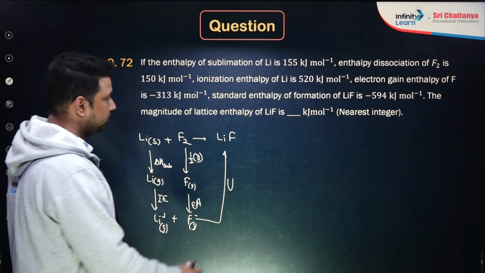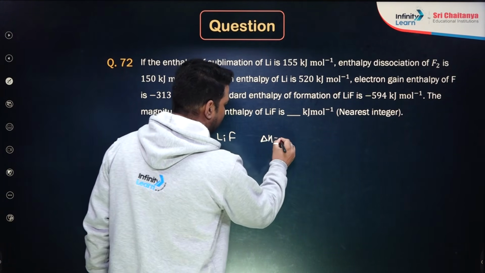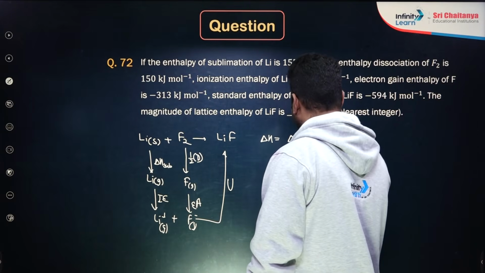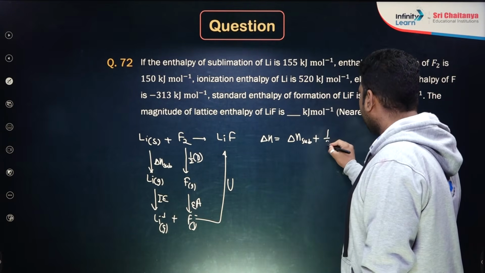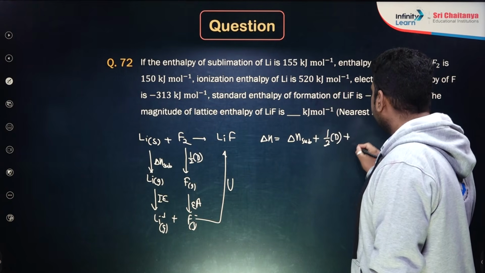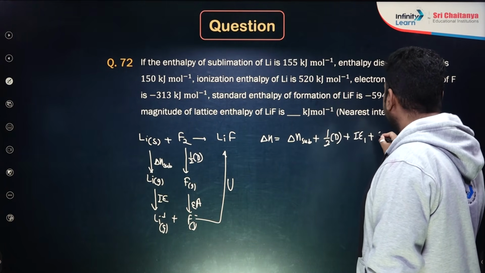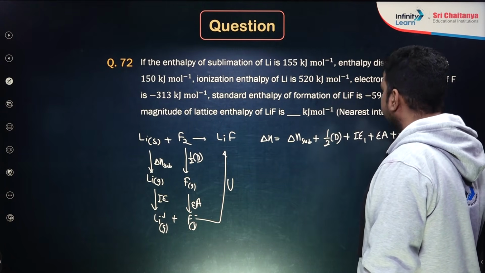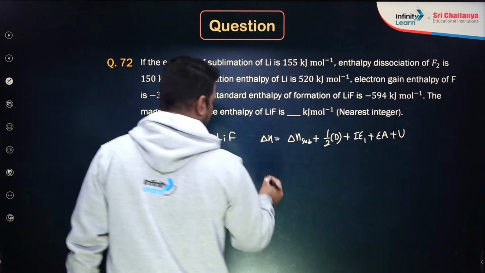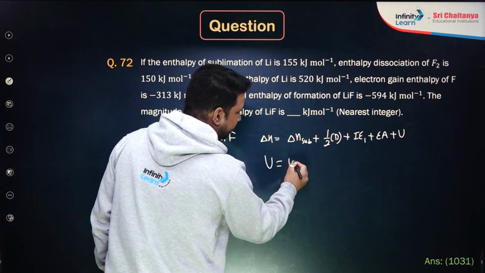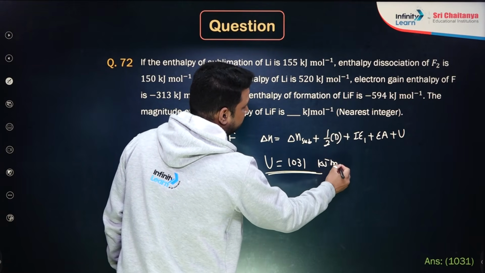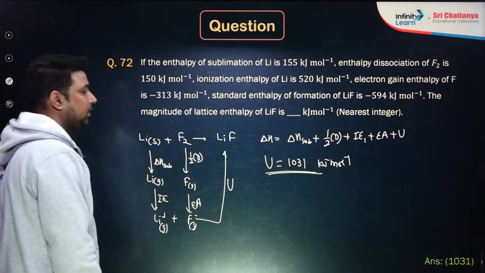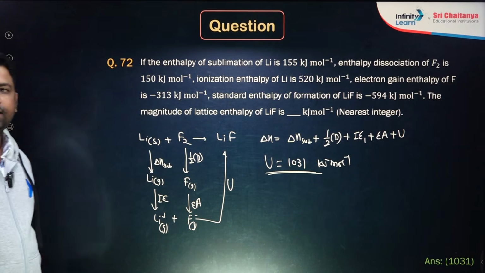Now applying Hess's law, delta H will be equal to delta H sublimation plus half of the dissociation energy plus IE1 plus electron affinity plus U. When you put the data, your U will come out to 1031 kilojoule per mole. So the answer will be 1031. Just put the values and you will get the answer.